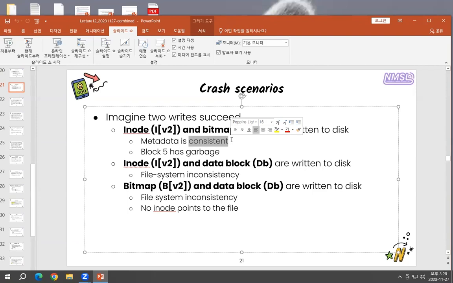So any scenario, we looked at 6 different scenarios, right? Everyone has a problem because we need all 3 written.